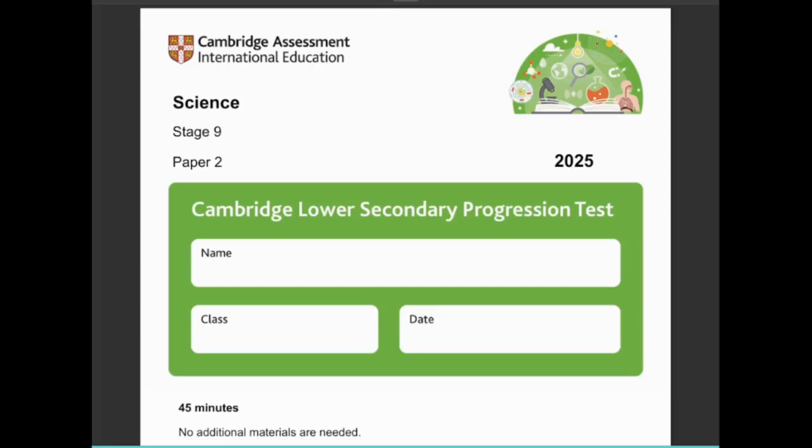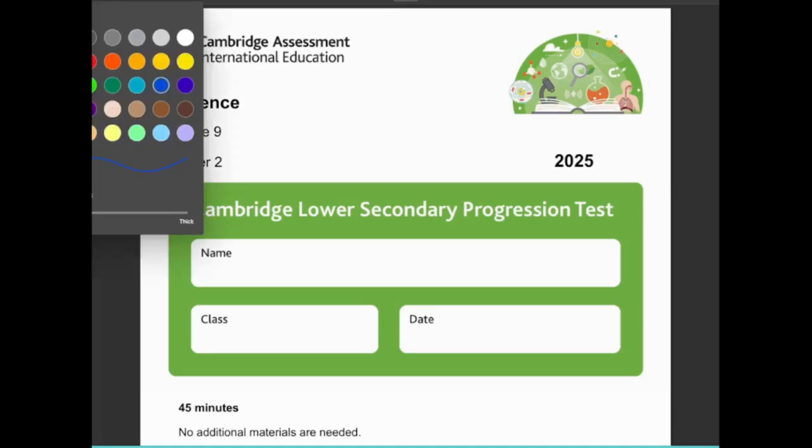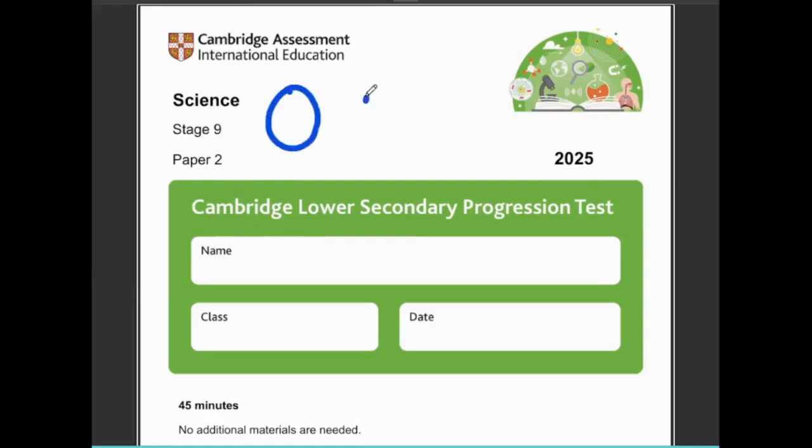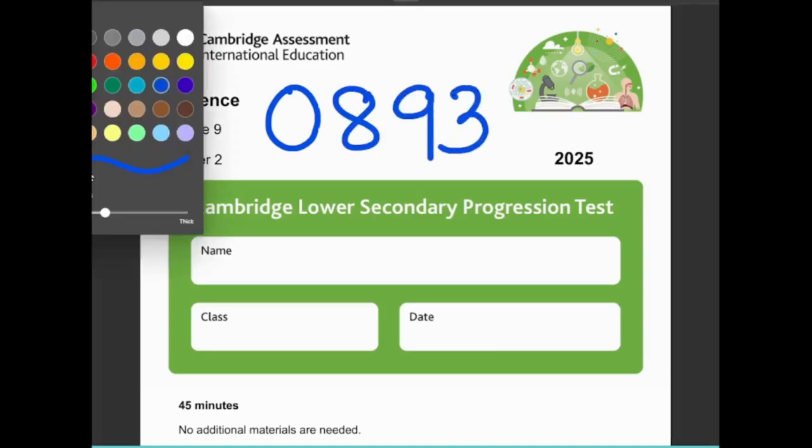We already finished paper 1 of the Stage 9 Science Checkpoint. Today we are going to deal with paper 2, one of the sample papers for Stage 9 2025 of Science Checkpoint. 0893 is the code here. Let me write the code first. The code for this paper is 0893, and this is what our paper code is.